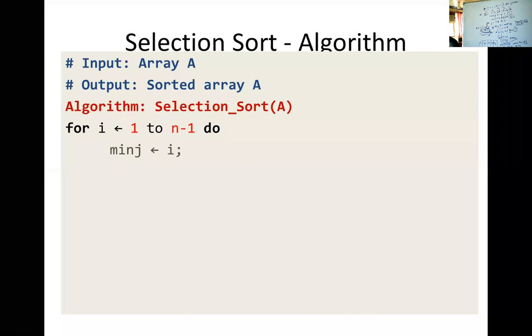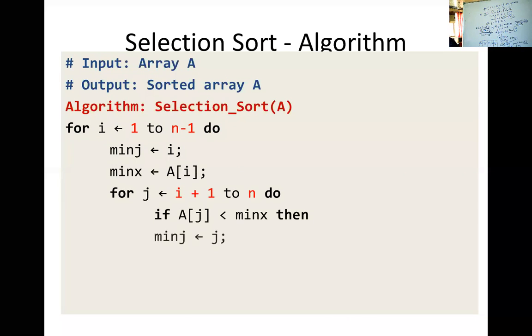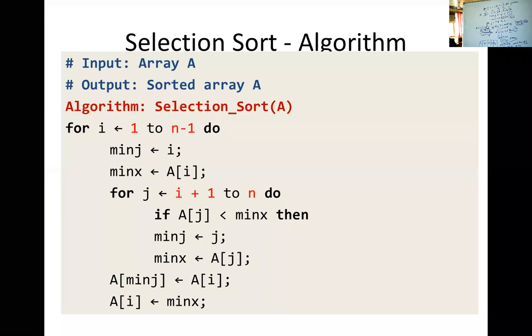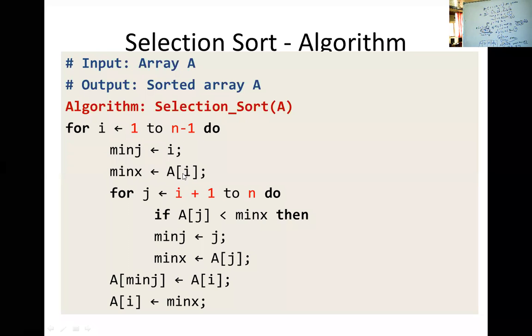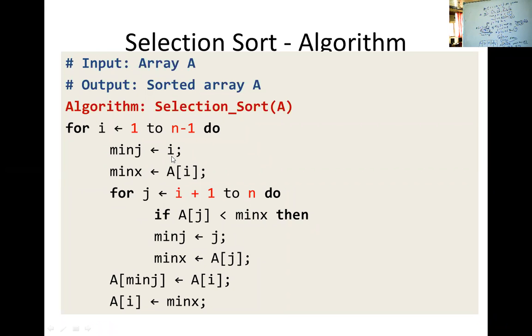Now see this. For j, this we have already done. I'll tell you, for i is equal to 1 to n minus 1, this is the outer pass. Pass 1, 2, 3, how many you require depends on the value of n. Min j, I have already told you, this is the value of index i. Min x is value of A of i, means the value at that particular location of i.